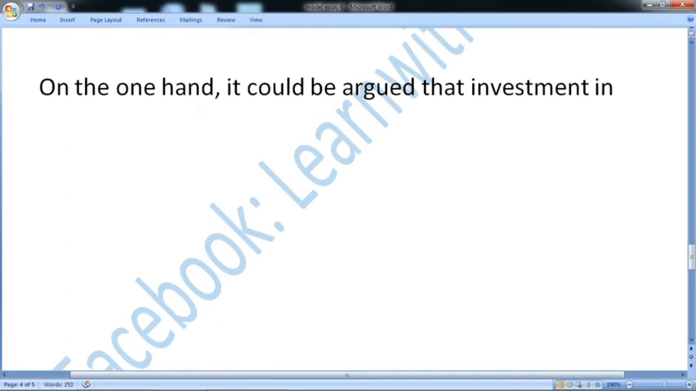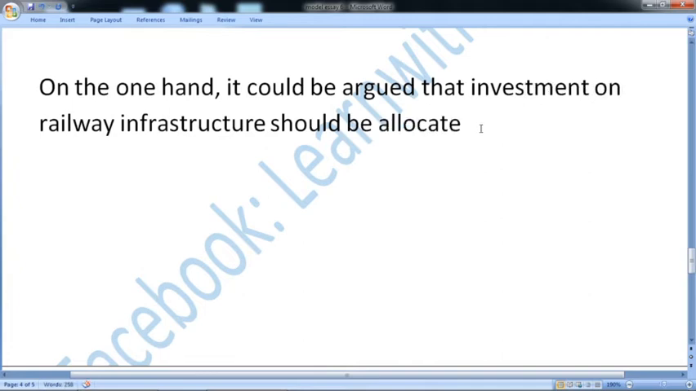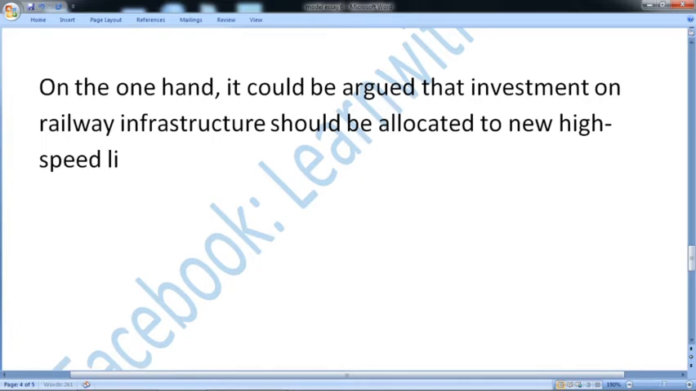Investment on, not in, investment on railway infrastructure should be allocated to new high-speed links between cities.